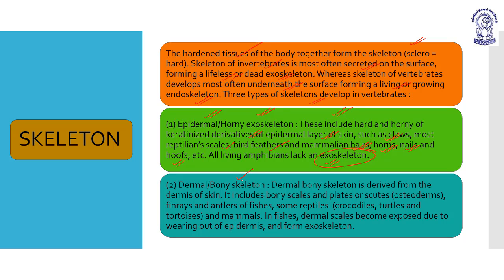Then comes dermal or bony skeleton. Dermal or bony skeleton is derived from the dermis of skin. It includes bony scales and plates or scutes, that is osteoderms, fin rays and antlers of fishes, some reptiles like crocodiles, turtles and tortoises, and mammals. It is known as what? Osteoderms.